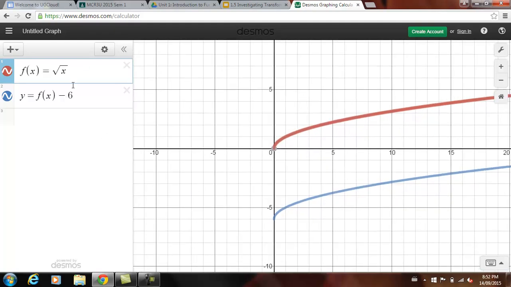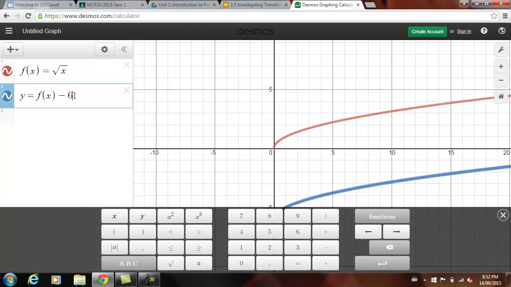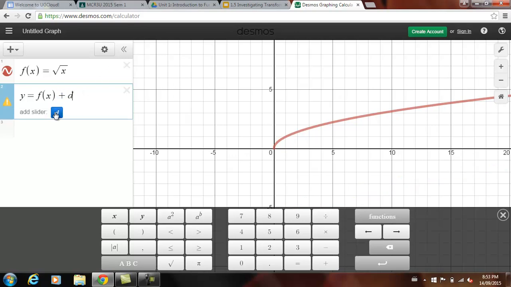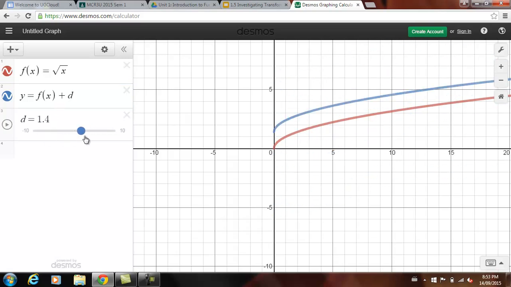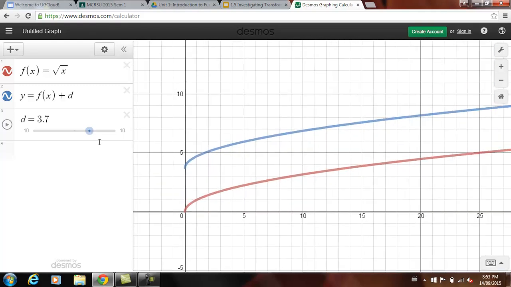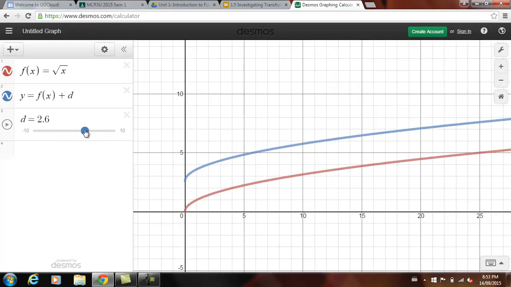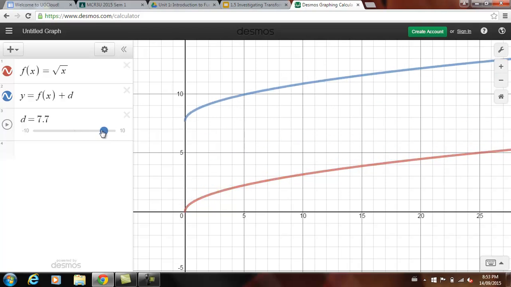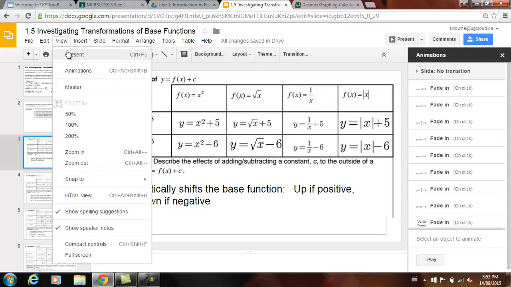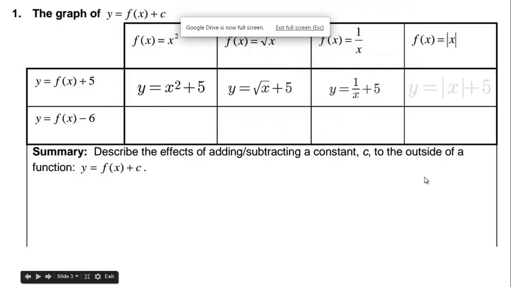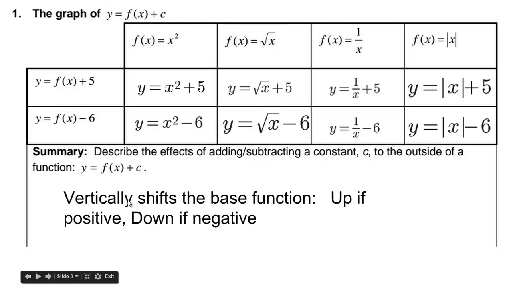Then what we could do is just say plus d, and add a slider. We can slide d to different values. This is something that Desmos does, and you can see the shape actually doesn't change. It's the identical shape to the base graph. It's just shifting up or down, depending. So when we're describing the effects, we just say it vertically shifts the base function up if positive, down if negative.